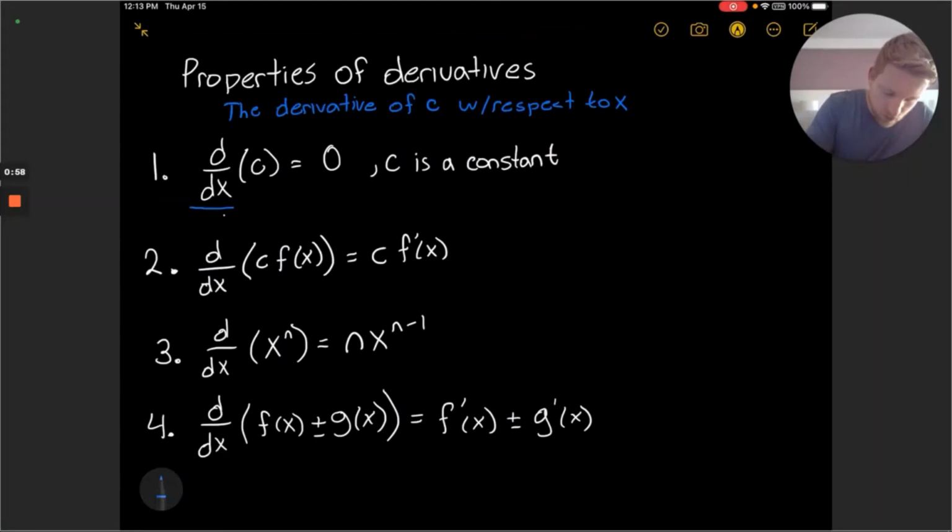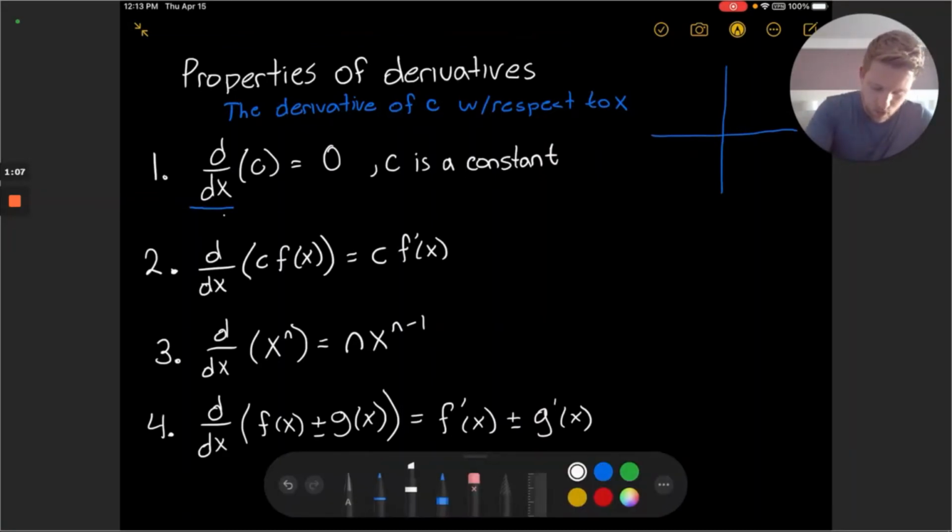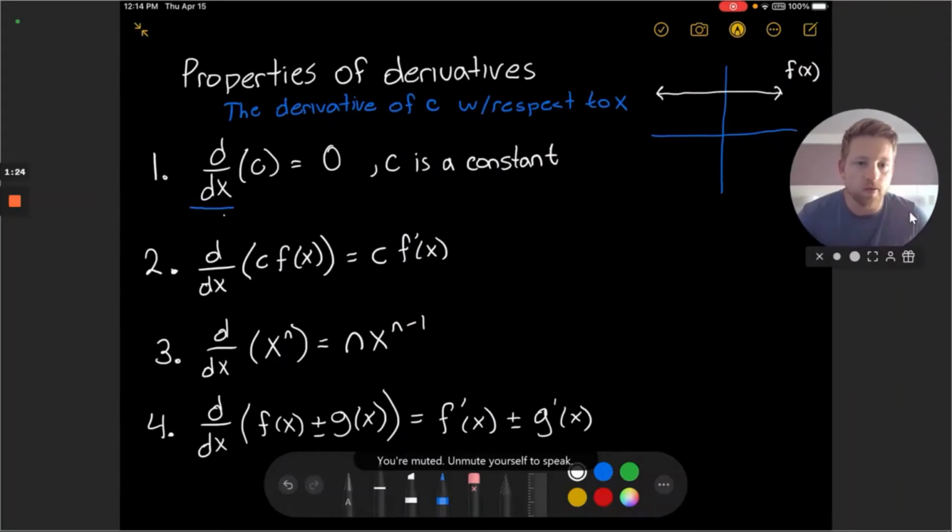To highlight why that is true, we can consider a constant function. Any constant function we can write as a horizontal line. Call this f of x. And the derivative of this horizontal line we know is 0 at all points. So the rate of change of any horizontal line we would say is 0. So any derivative of a constant will be equal to 0.